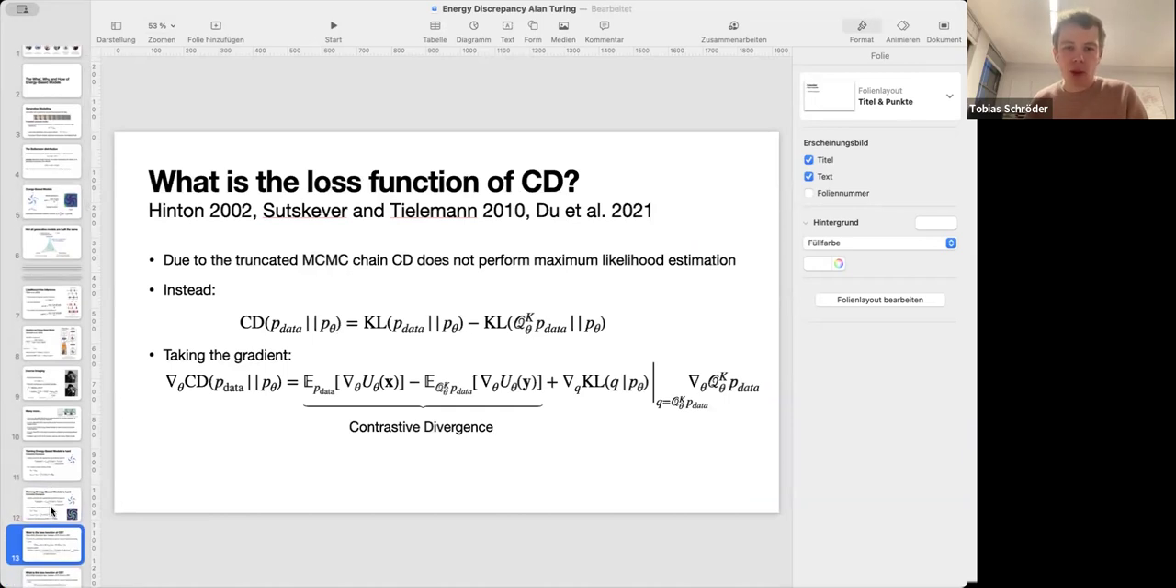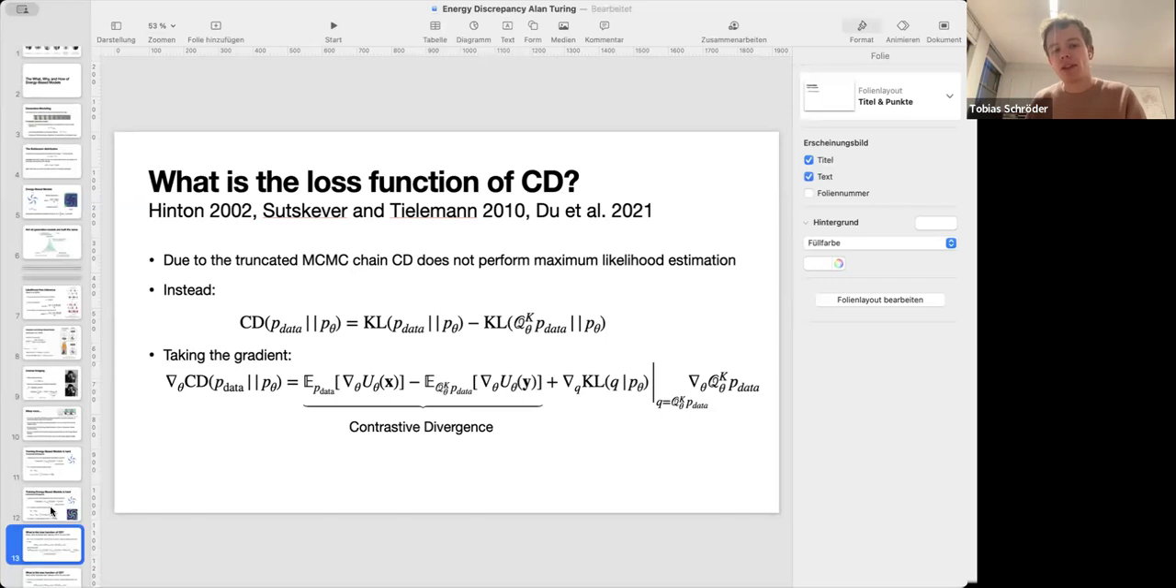To give some context why that bias appears: since we are truncating that MCMC chain, we don't perform maximum likelihood estimation anymore. What we do instead is actually minimize a different objective called the contrastive divergence objective, which is the difference of two Kullback-Leibler divergences. And in the second term, this Q theta K represents K steps of our Markov chain that targets our model P theta.